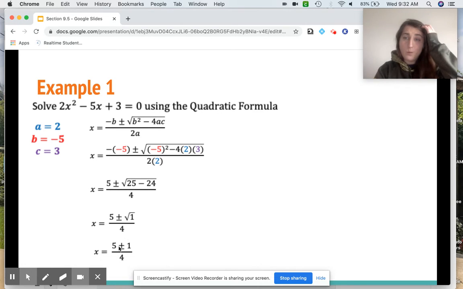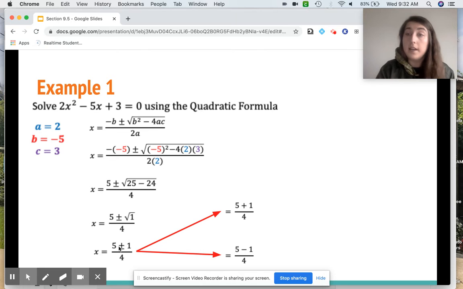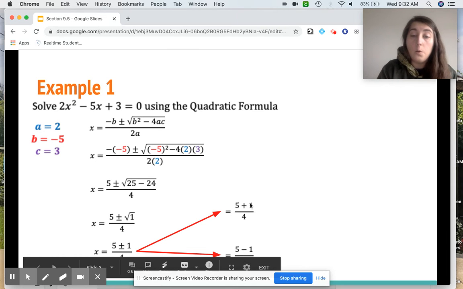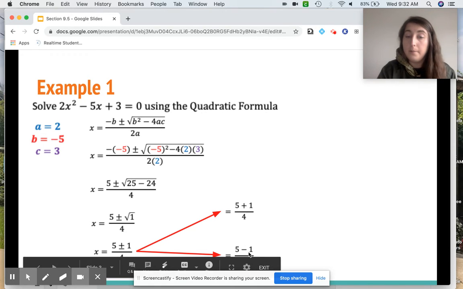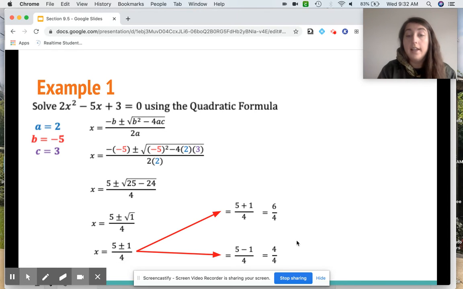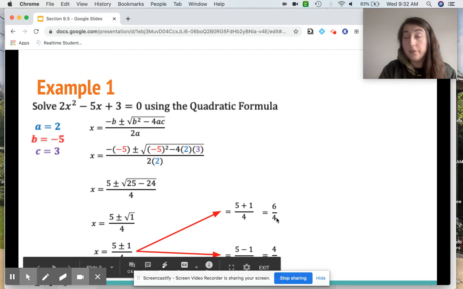Now we want to see what the positive and the negative solutions would be. So you split it up into two cases, one where you're adding and then one where you're subtracting. So 5 plus 1 and then 5 minus 1. Both of them, again, are still divided by 4. 5 plus 1 would give you 6. 5 minus 1 would give you 4. So again, two separate answers that you're simplifying. For the first one, you have 6 over 4, which you can reduce into 3 over 2.